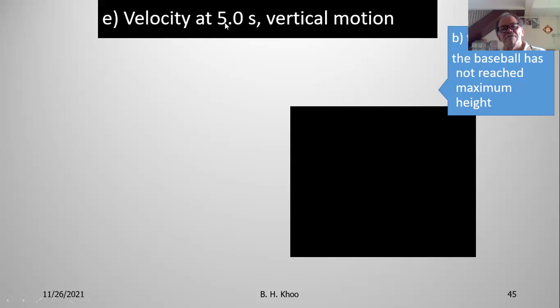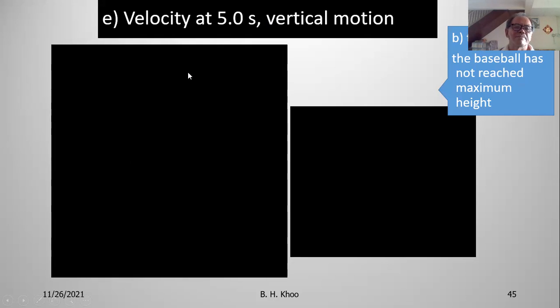We want to calculate the velocity at 5 seconds. Right? So as before, we consider vertical motion. This one tells us this is the time to reach maximum height. That means this ball has not reached maximum height yet. It's still in the positive direction. Take upwards as positive. Right? I give you a rough idea. The answer should be positive, not negative.